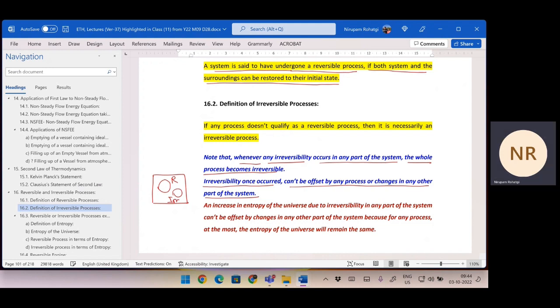Which, in other words, means that even if a part of a system is irreversible, the whole system is irreversible. You cannot have a system in which one part is irreversible, the other part is happening such that you combine the two and both become reversible. No. Even the smallest irreversibility anywhere, if it is part of the system, the whole system is irreversible.